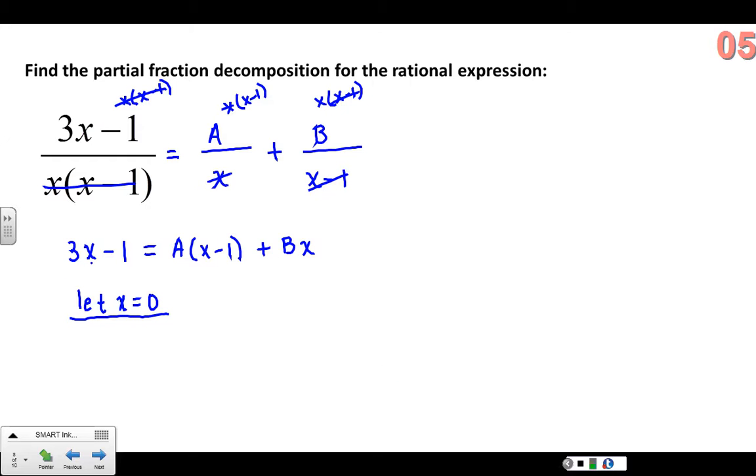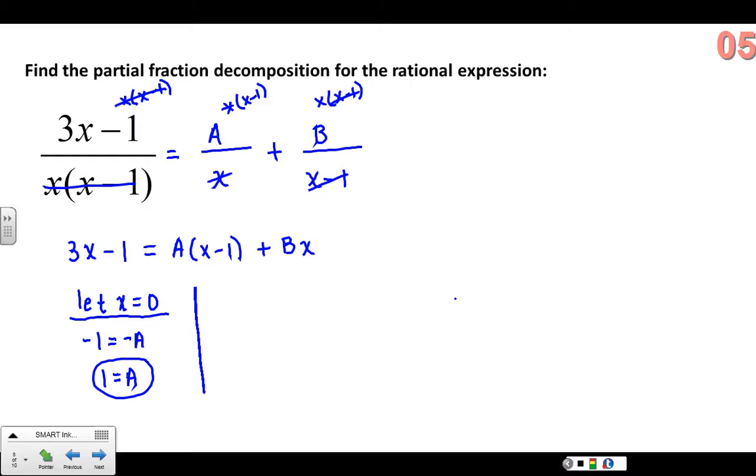3 times 0 is 0 minus 1. If x equals 0 over here, 0 minus 1 is negative 1 times a, so negative a. And plus b times 0 would just go away. So my equation is negative 1 equals negative a. So that means 1 is equal to a. So I found my letter a.